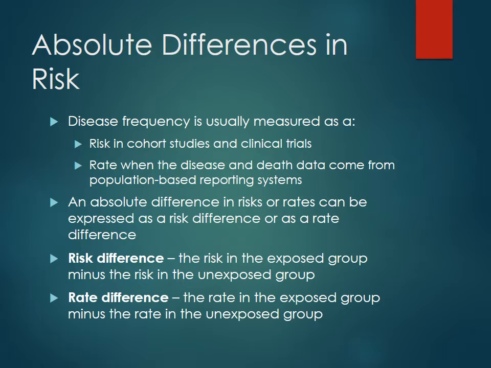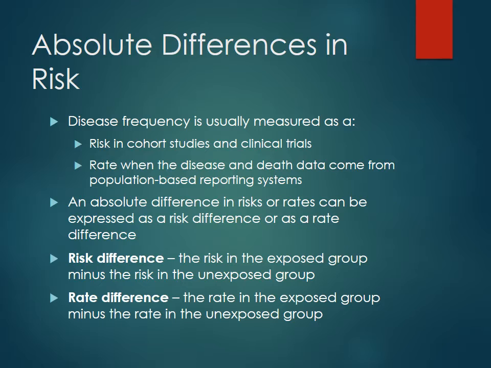So absolute differences in risk or rates can be expressed as a risk difference or as a rate difference, right? So we're just subtracting one from the other to figure out what the actual difference is here. In the case of a risk difference, this is going to be the risk in the exposed group minus the risk in the unexposed group, okay? So I had two groups going forward. I was seeing who had heart attacks, 10% in one group, 5% in the other. What would be the risk difference? 5%, right? Because it's just 10 minus 5.